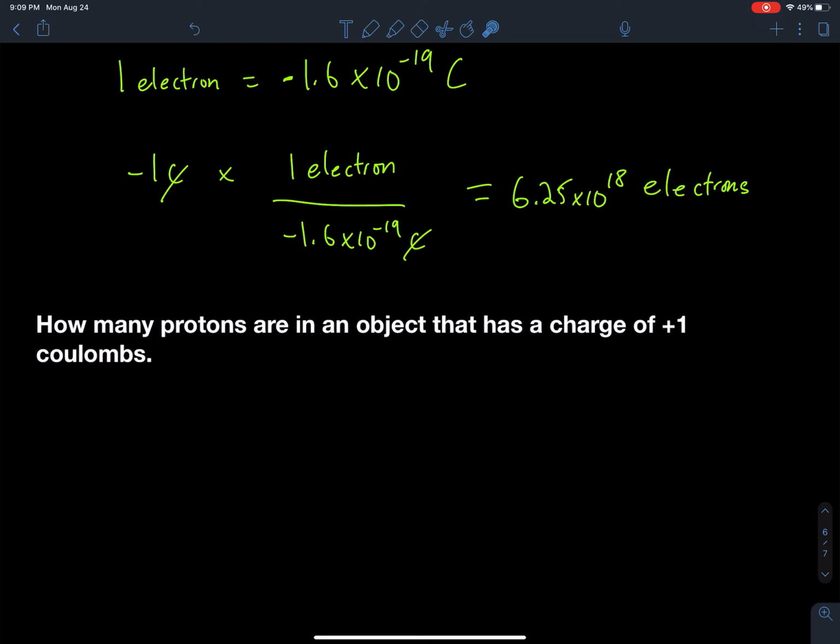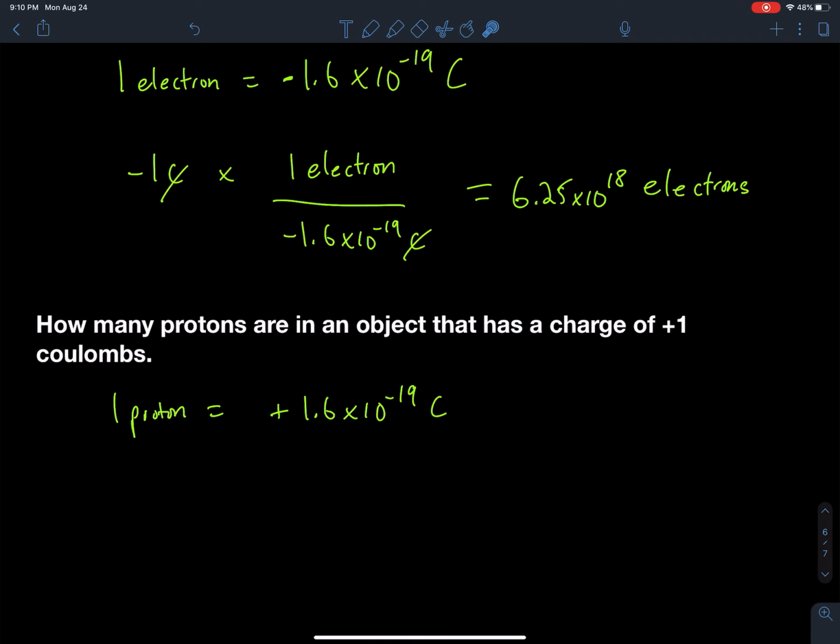Well, like an electron, 1 proton is equal to +1.6 times 10 to the minus 19 coulombs. So this is a very important number. That number is the elementary charge, and it's in your data booklet. Okay, we're going to be using it a lot. So 1 proton has a charge of +1.6 times 10 to the minus 19 coulombs. It's the same as an electron, but just opposite charge.